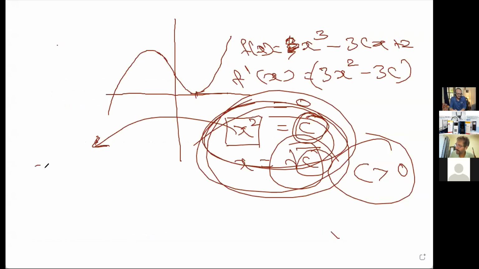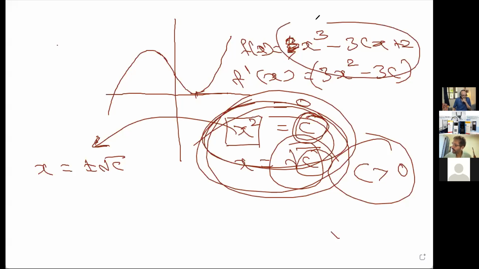It's like a puzzle. Okay, so x is equal to plus minus square root of c. So there are 2 points. One is when x is equal to square root of c, and one when x is negative square root of c. So going back to your main function, x cubed minus 3cx plus 12, when x is equal to square root of c, what is the y value here? The y value will be c raised to the power of 3 by 2 minus 3 times c times square root of c. Okay, so y will be 12 minus 2c raised to the power of 3 by 2.